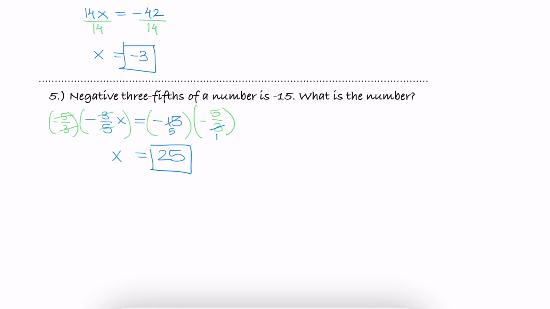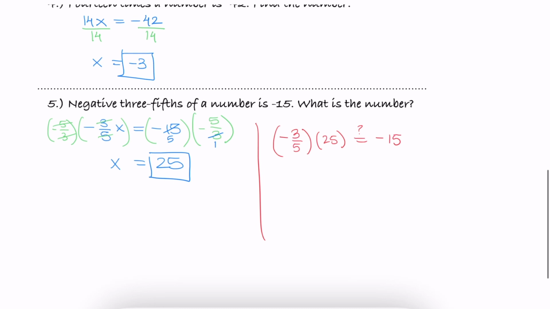And if we check that solution, negative 3/5 of a number 25 is -15? And this notation right there, that just means that we don't know whether it's equal to it yet or not. That's what this question mark is there for.